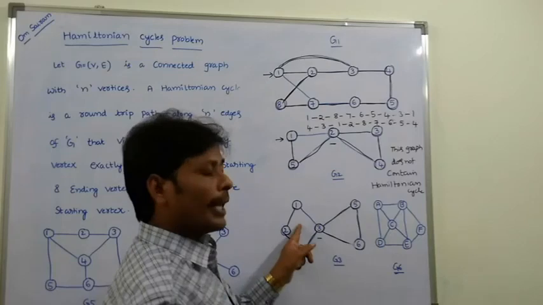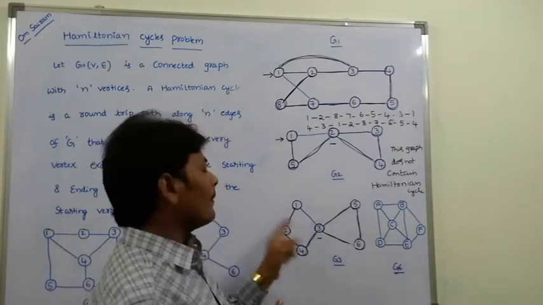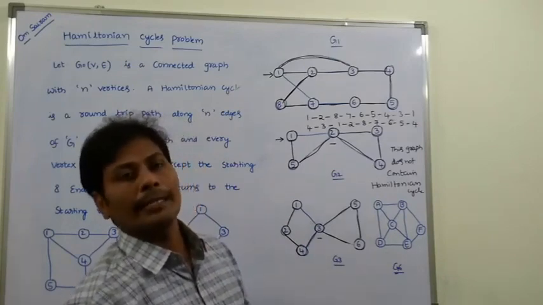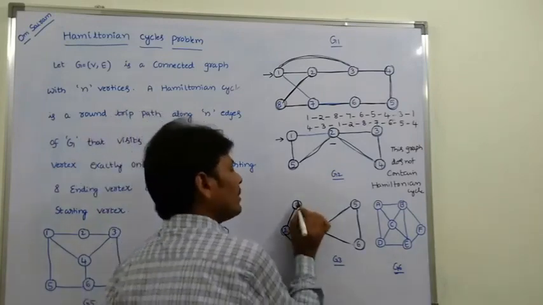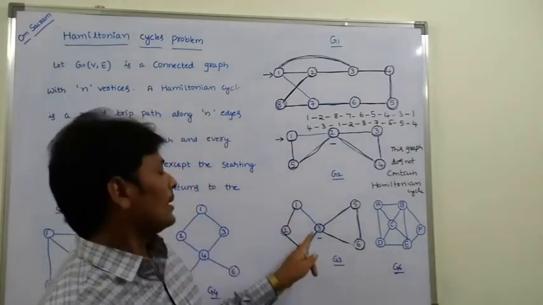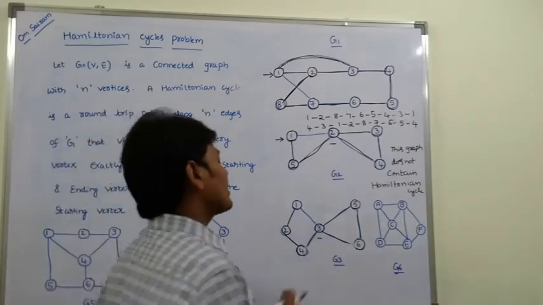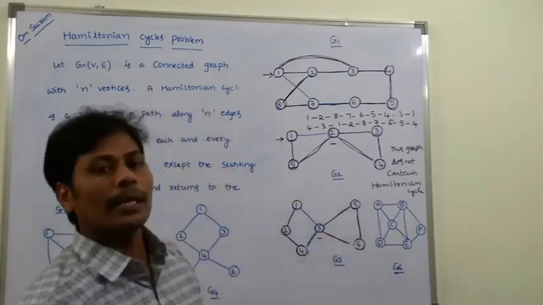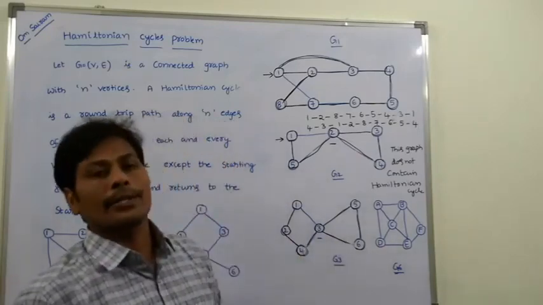According to the definition of a Hamiltonian cycle, each and every vertex is visited exactly once except the starting vertex and ending vertex. The starting vertex and ending vertex are the same, so this is vertex 1. But vertex 3 is visited 2 times, so we can say that this graph does not contain any Hamiltonian cycle. Vertex 3 is called an articulation point.